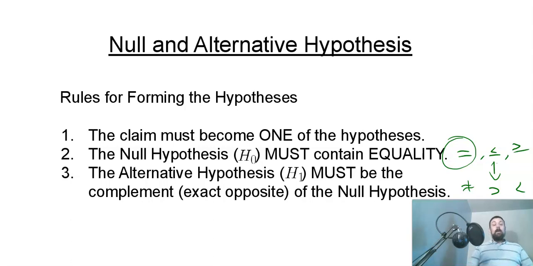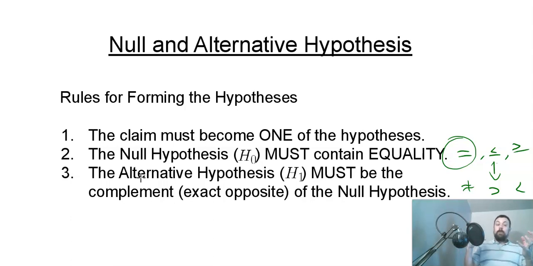So basically, if the claim has equality, it becomes the null hypothesis. If the claim does not have equality, then it cannot be the null hypothesis. It has to become the alternative hypothesis. And so that's how you'll set this up: you'll start with your claim, and then put the claim as either the null or the alternative.